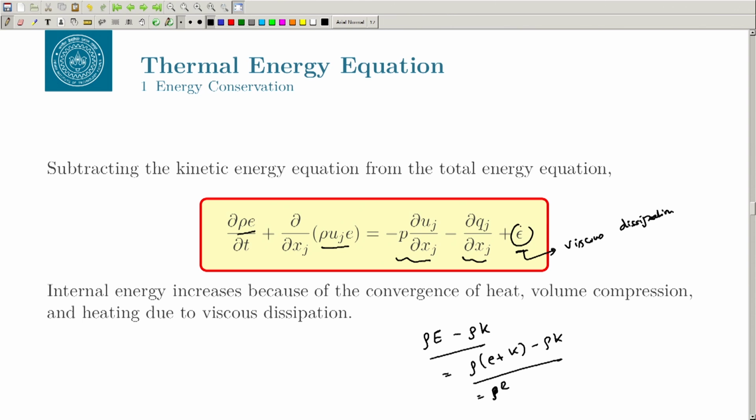So, what it says is that internal energy increases because of the convergence of heat. This one, the volume compression or expansion, whatever it is, with expansion the internal energy will decrease. And the last one is the heating due to the viscous dissipation; because of dissipation the heat will increase. So, this is your thermal energy expression. In some codes you may use the total energy equation, in other codes the thermal energy equation. For example, in many pressure based solvers the thermal energy equation is employed, but in a compressible solver usually you consider both the total energy as well as the kinetic energy.